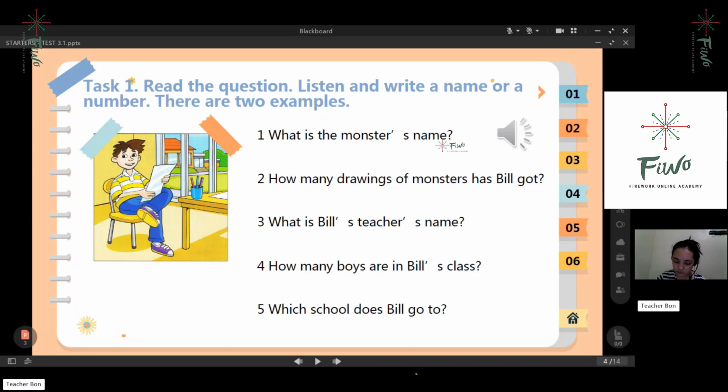So, which school does Bill go to? He goes to Park School. Park School? P-A-R-K? Yes. Bill loves his school, and drawing is his favourite lesson. Well, that's great.